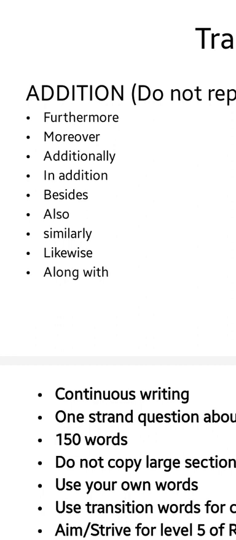But do not start writing these transition words right after sentence number 1. Start using your transition words after writing at least 3 sentences. Once you have written 3 sentences, after that go for furthermore, or after that go for moreover, and then again after you have written 2 sentences, go for the next transition word. In 150 words, I think if you have 4 or 5 transition words, that's enough.